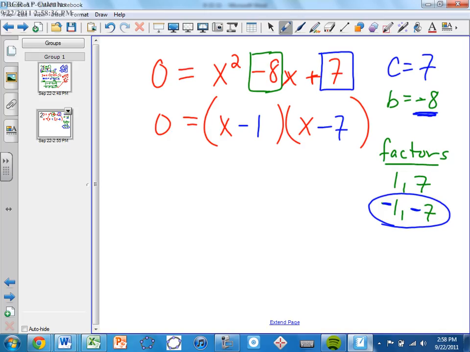Looking at this problem, what do we have here? We've got one thing multiplied by another thing, and together they give us 0. So, think logically for a second. 0 times 5 is 0. 5 times 0 is 0. Does it matter which of these two is 0? So this value could be 0, or this value could be 0. So what we must do is try to set each of them equal to 0. So we say, okay, well, x minus 1 equals 0, or x minus 7 equals 0.